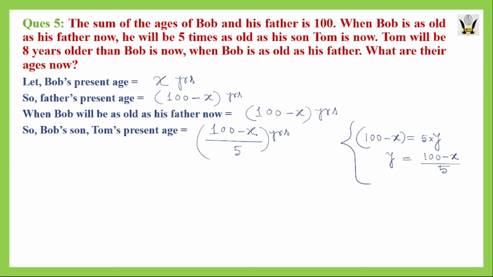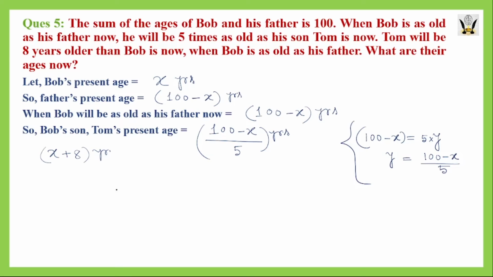Till now it's okay. But there is another statement. It says that Tom will be 8 years older than Bob is now. Bob is now means Bob's present age. And what is that age? x. So x plus 8. This is one piece of information that we have to store. That will be Tom's age. But when? When Bob is as old as his father. Fine, Bob is as old as his father means that is 100 minus x. But when, means after how many years, is not clearly mentioned here, but that we have to find.